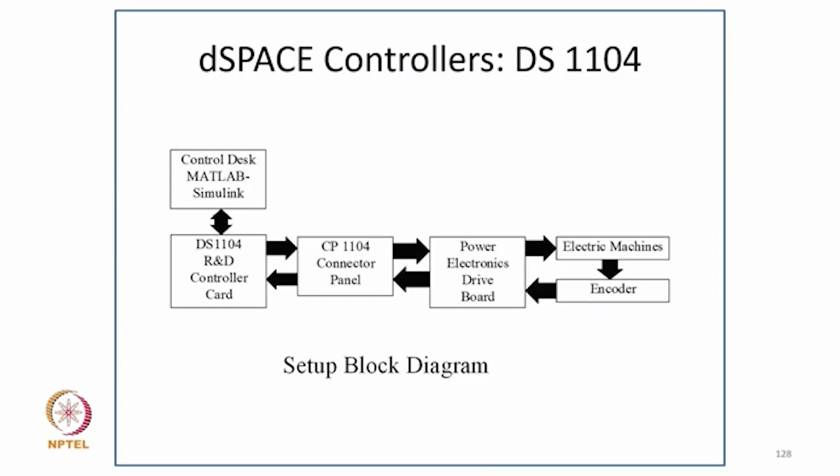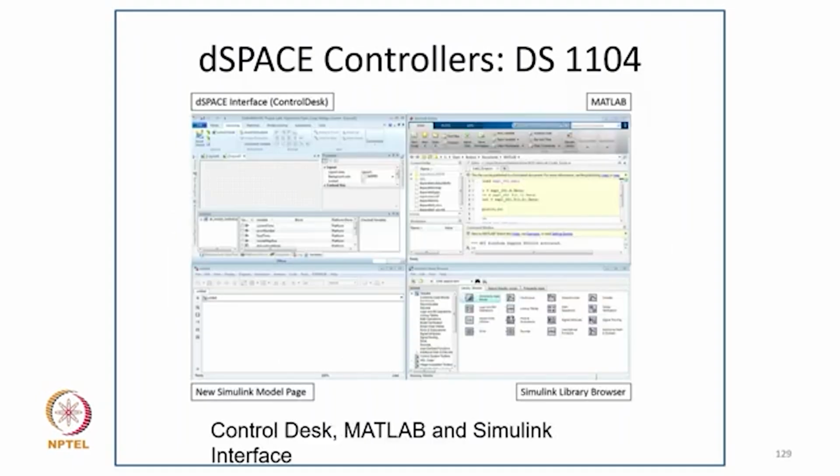So coming to the DSP controller DS1104, what it consists of: ControlDesk from MATLAB Simulink can interface with the DS1104 R&D controller card. Then it has a bidirectional connection with the CP1104 connector panel, and then bidirectional with the power electronics drive board, and can be interfaced to electrical machines as well as the encoder feedback. So this is the complete block diagram of how the system works with the DSP controller, and this is the typical DSP controller ControlDesk MATLAB with the Simulink interface, as you can see in the different parts while you are implementing the power electronics circuits with the DSP controller DS1104.